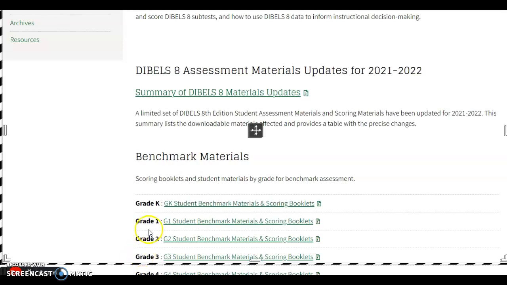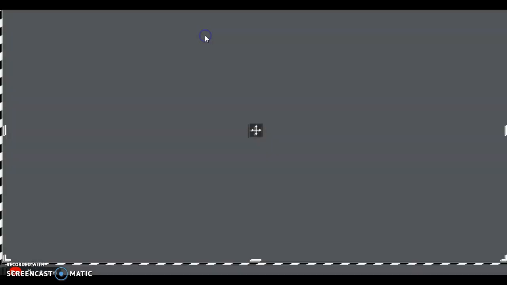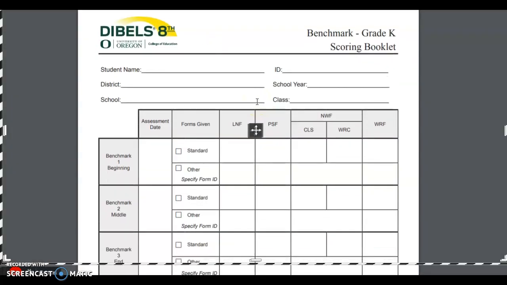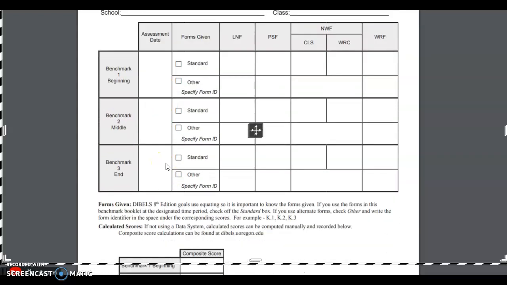All right, so let me just show you. This one is kindergarten student benchmark materials and scoring booklets. It downloads this whole zip file. I'm going to show you the scoring really quickly. Here it gives you these scoring forms. Benchmark 1 is the beginning of the year. Benchmark 2 is the middle of the year. Benchmark 3 is the end of the year, whatever that looks like in your school district.